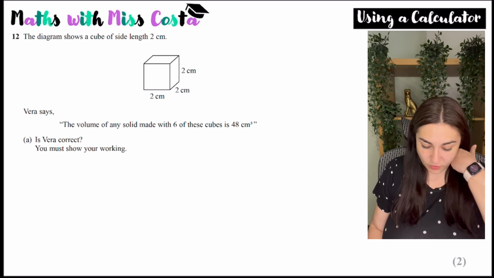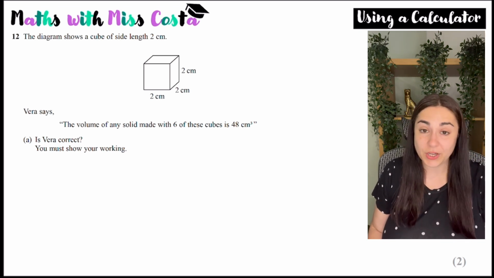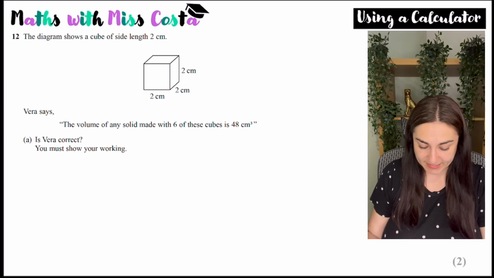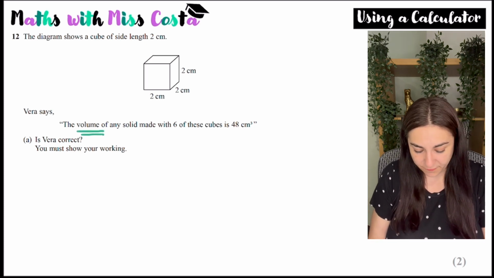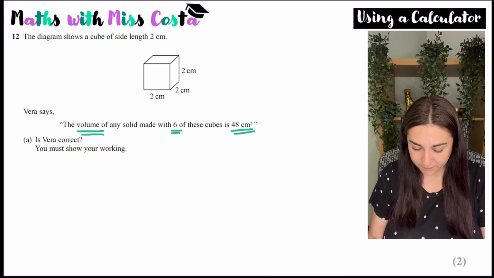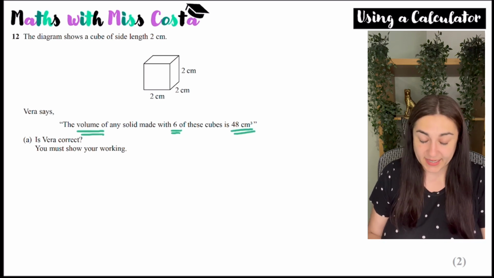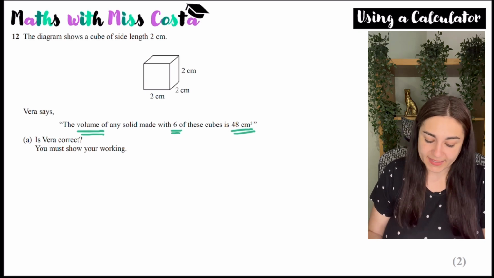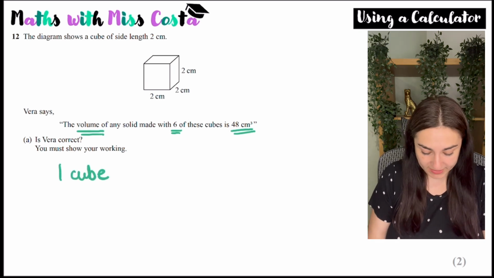Okay, next I've got a diagram that shows a cube of side length 2 centimetres. Vera says the volume of any solid made with 6 of these cubes is 48 centimetres cubed. Is Vera correct? Well, first let's work out what the volume of one cube is.